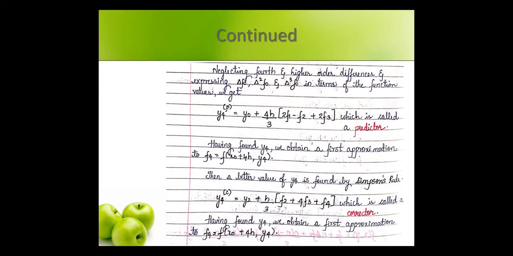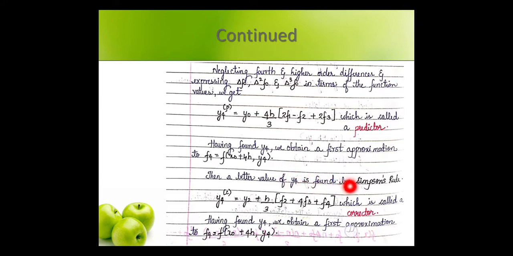So neglecting the fourth and higher order differences, we will be getting y4, that is the predictor formula: y4 is equal to y0 plus 4h divided by 3 times 2f1 minus f2 plus 2f3. This is the predictor formula. Similarly you need to find the corrector formula by using the first approximation of f4.